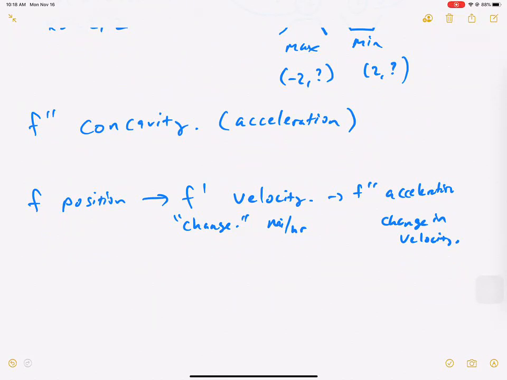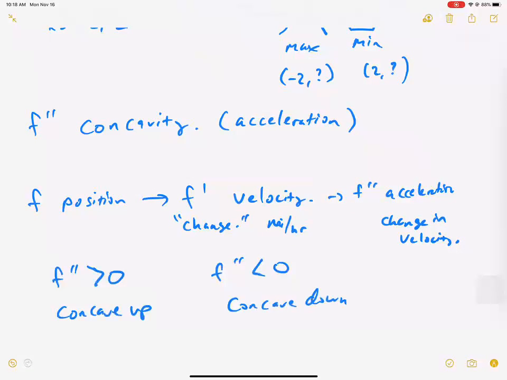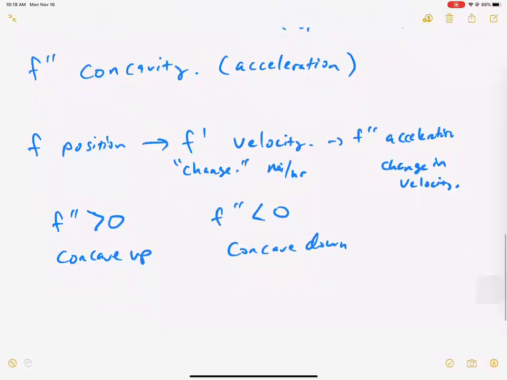So here's something kind of cool. If f double prime is greater than 0, we are concave up. And if f double prime is less than 0, we are concave down. And what happens is this tells you, is the object accelerating or decelerating?